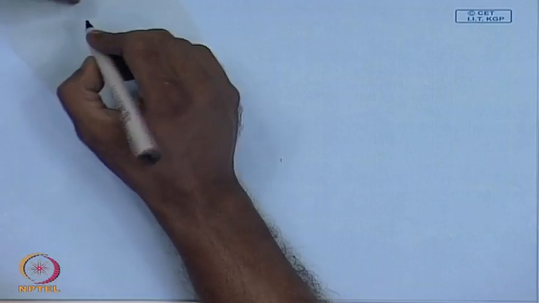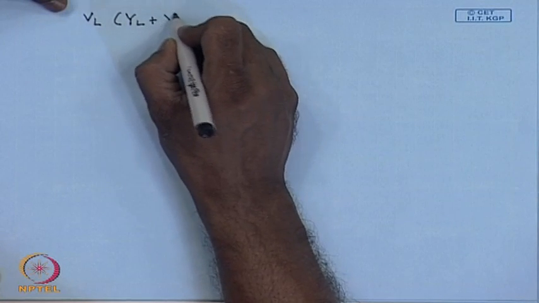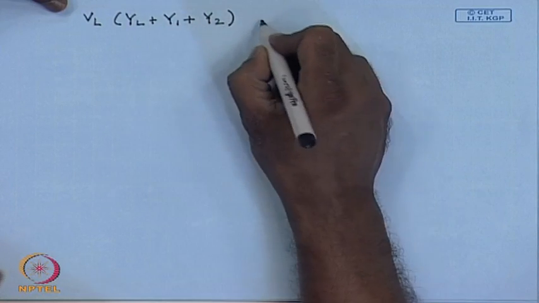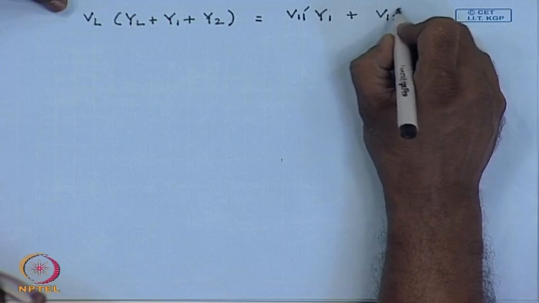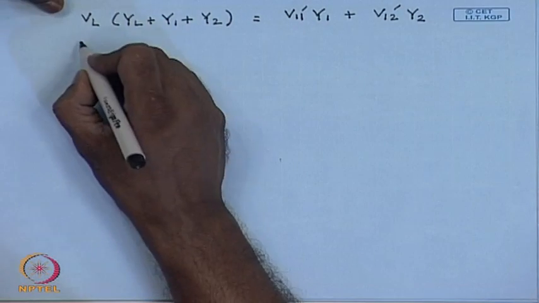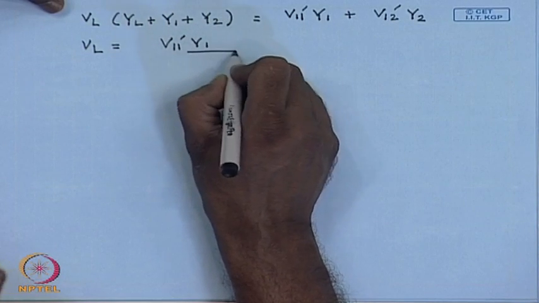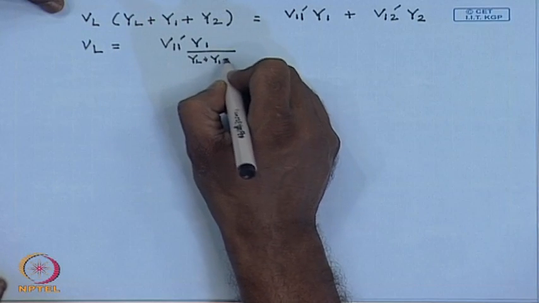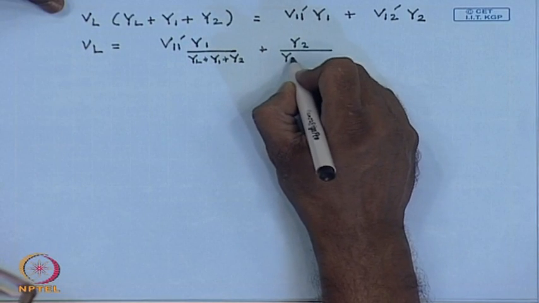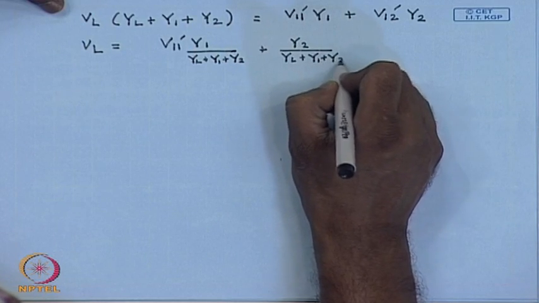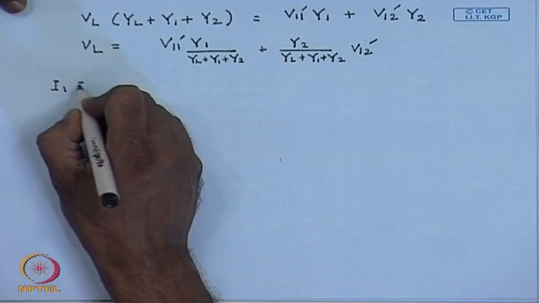Hence, we can write VL into (YL plus Y1 plus Y2) equal to V11 dash Y1 plus V12 dash Y2, or VL equal to V11 dash Y1 divided by (YL plus Y1 plus Y2) plus Y2 divided by (YL plus Y1 plus Y2) V12 dash.